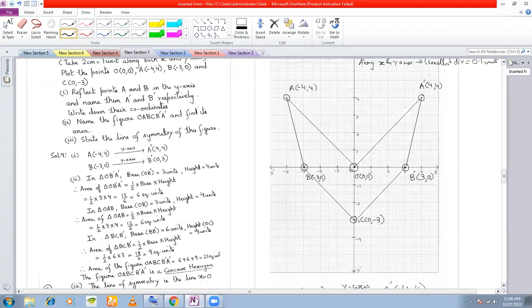Concave hexagon means when in a hexagon, at least one of the interior angles is greater than 180 degrees, then it is called a concave hexagon. So if you see this interior angle here, it is greater than 180 degrees, right? So therefore, we call this a concave hexagon. Okay. So we write here the name.